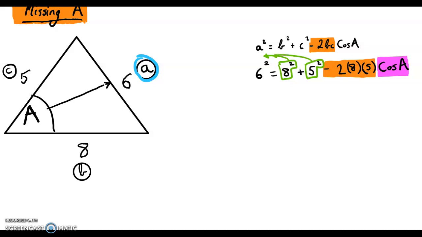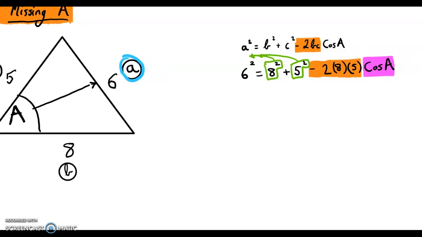Okay, now lots of people would actually do that out first. So before they move anything, they just literally square those numbers. So it'll be 36 is equal to 64 plus 25 minus. Now here, when you multiply 2 by 8 and by 5, you get 80. So why am I doing this? Well, I'm just tidying things up before I start moving. I'm just tidying everything up.